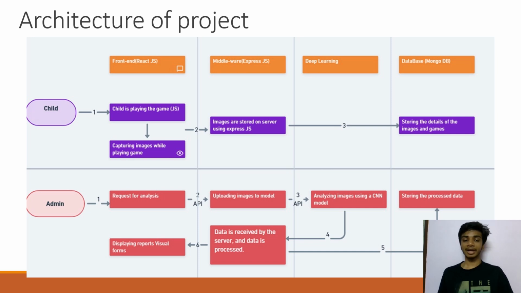After that, in the admin interface, when the admin clicks on the request button, the images are uploaded to the model. The CNN model will analyze the images and send the emotion results to the server. From the server, the data obtained is stored in MongoDB, and the data that comes to the server is also displayed in the admin interface in visual form such as bar graphs and so on.